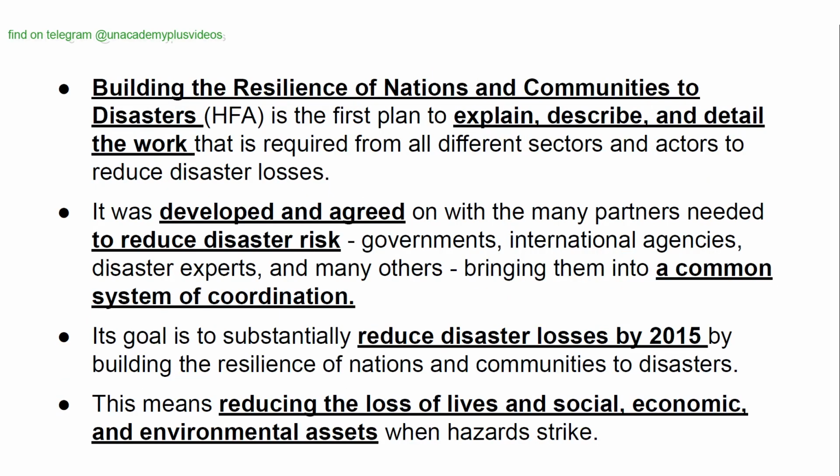Building the resilience of nations and communities to disasters is the first plan to explain, describe, and detail the work that is required from all different sectors and actors to reduce disaster losses. It was developed and agreed on with the many partners needed to reduce disaster risk: governments, international agencies, disaster experts, and many others, bringing them into a common system of coordination. Its goal is to substantially reduce disaster losses by 2015 by building the resilience of nations and communities to disasters. This means reducing the loss of lives and social, economic, and environmental assets when hazards strike.